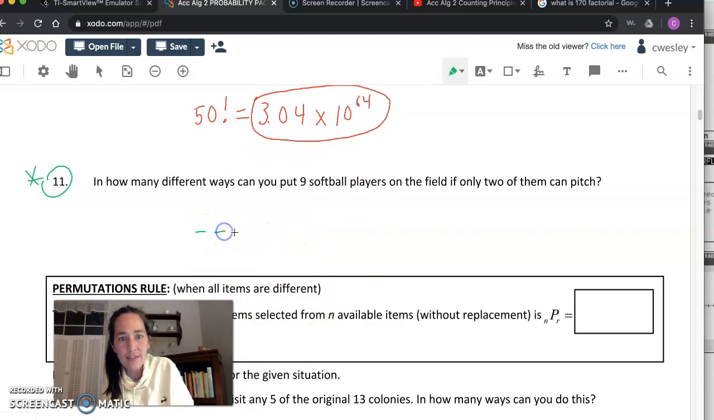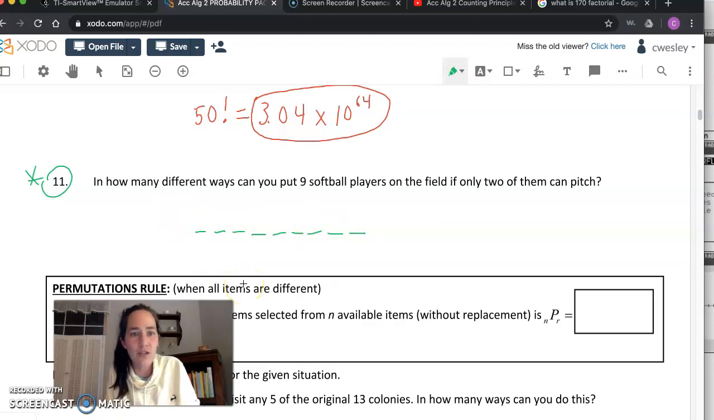So I'm going to go back to the basics and draw blanks for this one. So 5, 6, 7, 8, 9 blanks. One for each of the 9 positions around the field. First base, second base, shortstop, all that stuff.